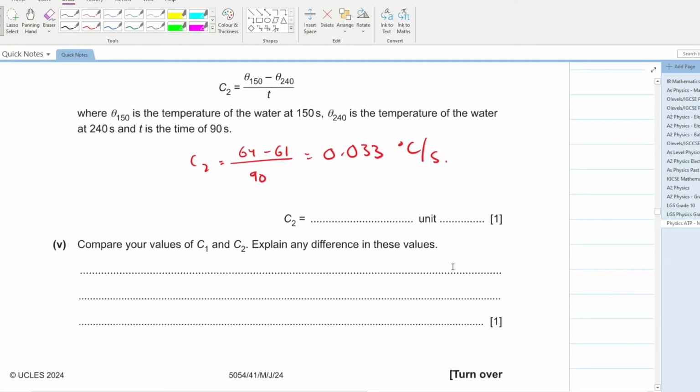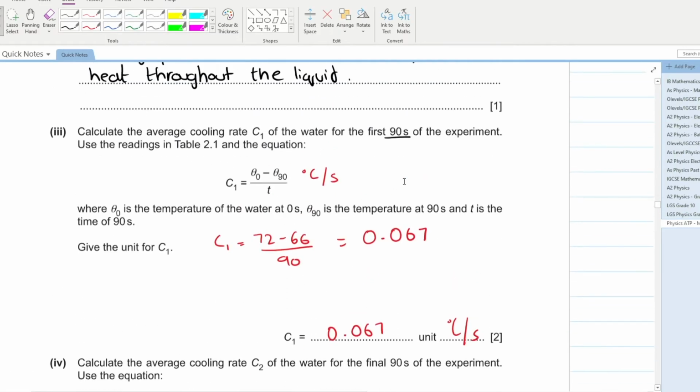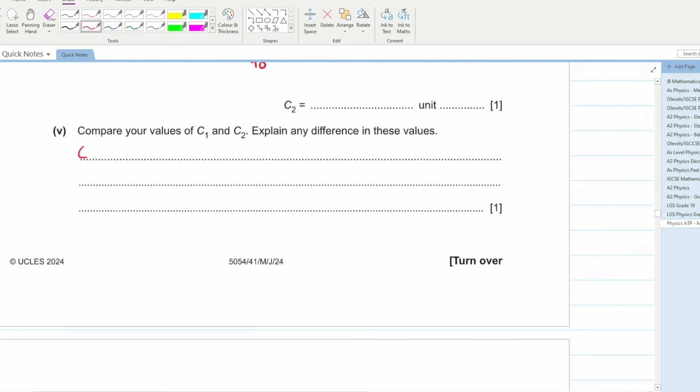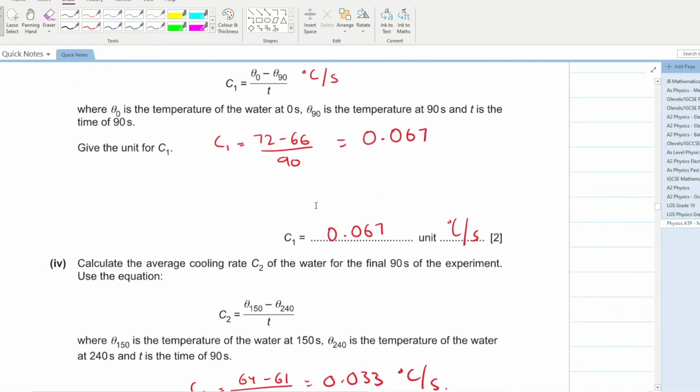Compare your values of C1 and C2. Explain any differences in these values. As you can see, it is obvious that C1 is greater than C2. So first of all, let's write that C1 is greater than C2. Why is this the case? Why is C1 greater than C2?